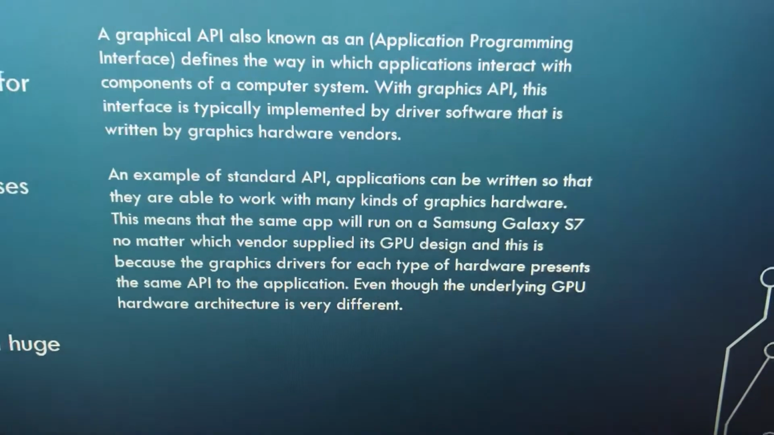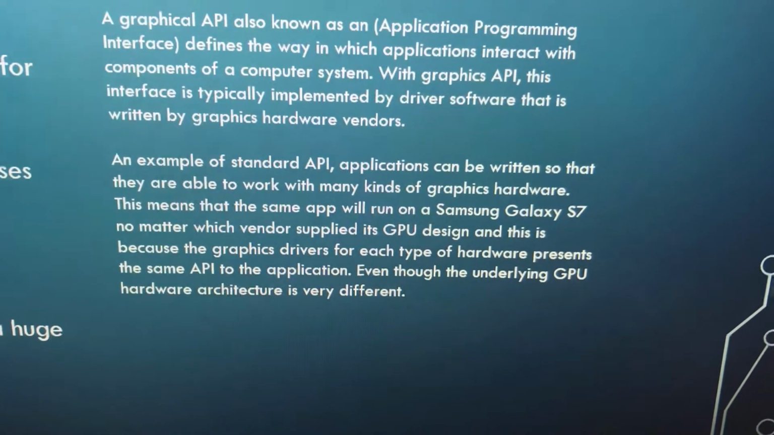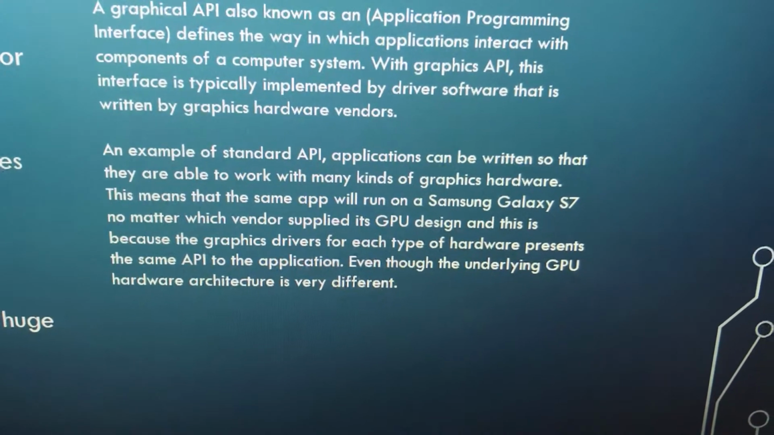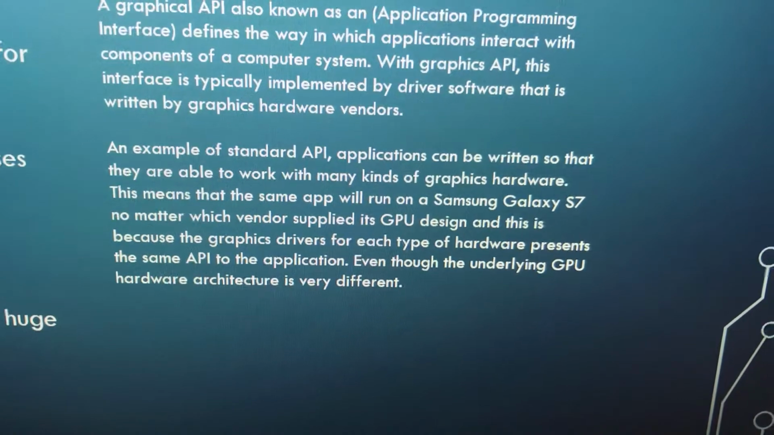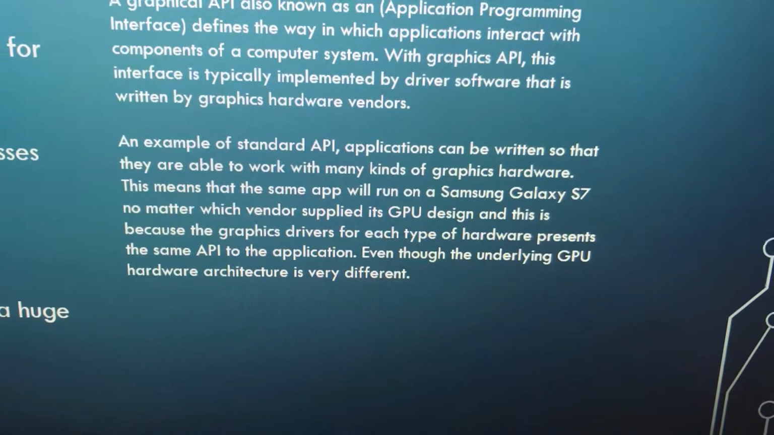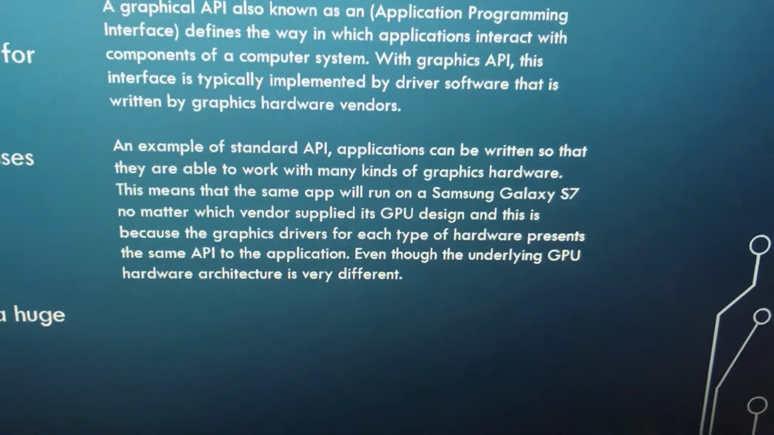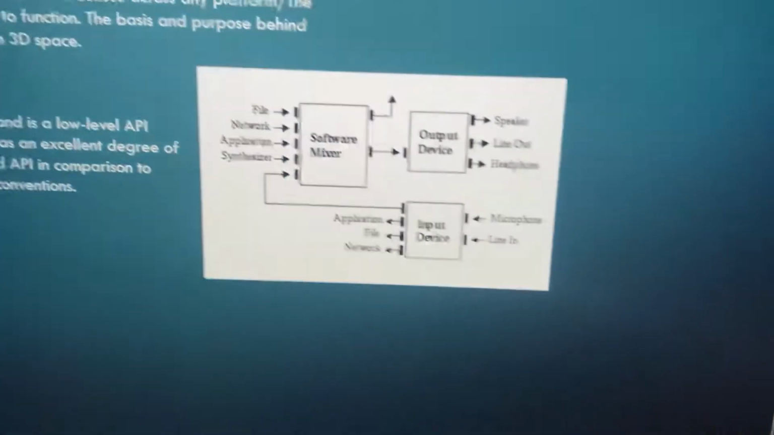An example of standard API: applications can be written so that they are able to work with many kinds of graphics hardware. This means that the same app will run on a Samsung Galaxy S7 no matter which vendor supplied its GPU design, and this is because the graphics drivers for each type of hardware present the same API to the application, even though the underlying GPU hardware architecture is very different.